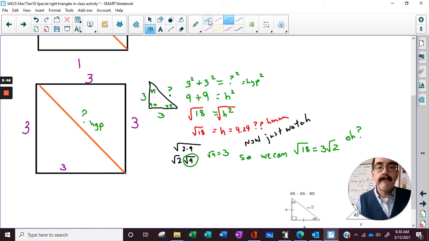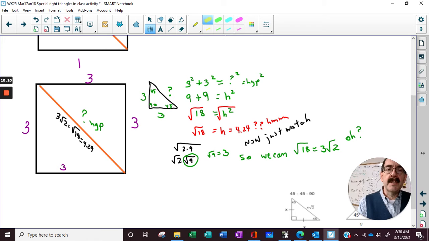Now, everybody, the hypotenuse is 3 square root 2. It's the square root of 18. It's 4 point something there, 4.24. Okay, now, the reason we spent some time is because we all like squares. We're good at squares, and we know that if one side is 3, they're all 3.